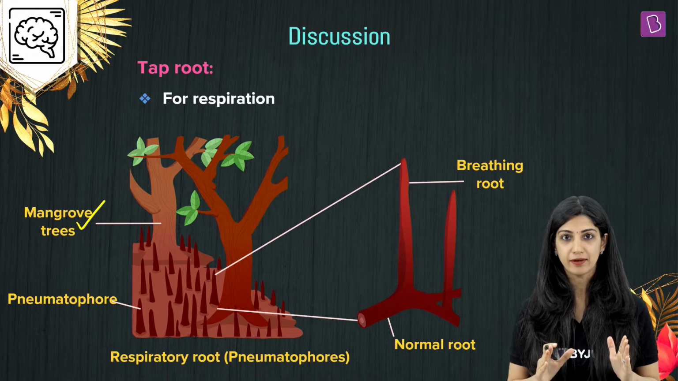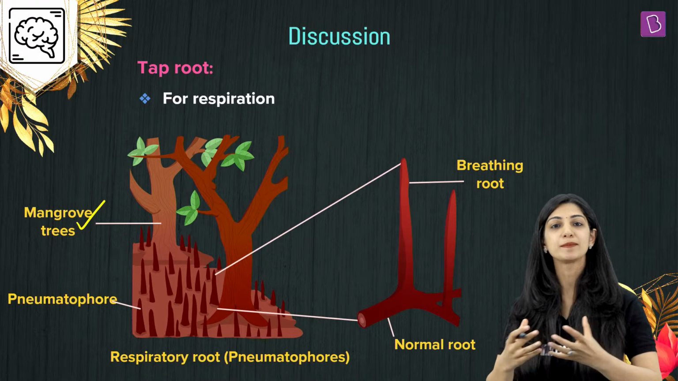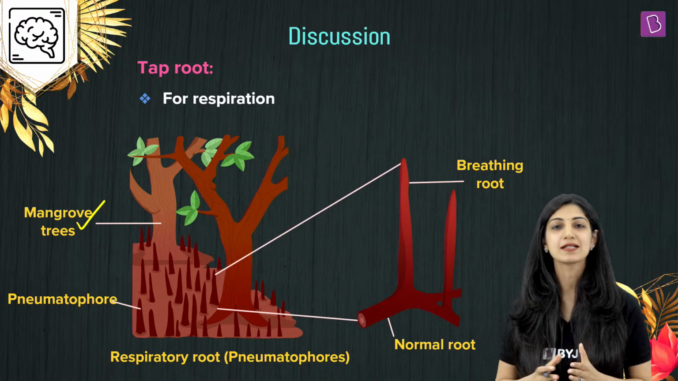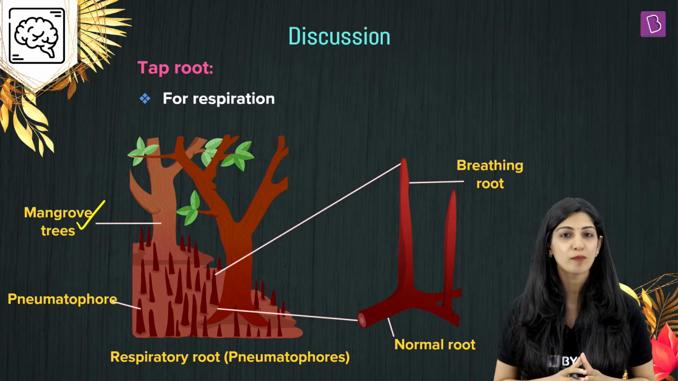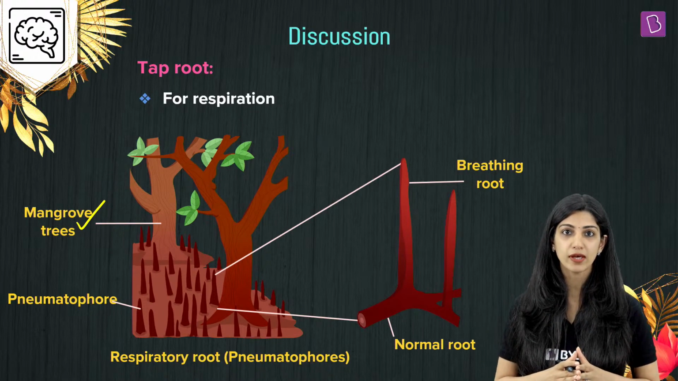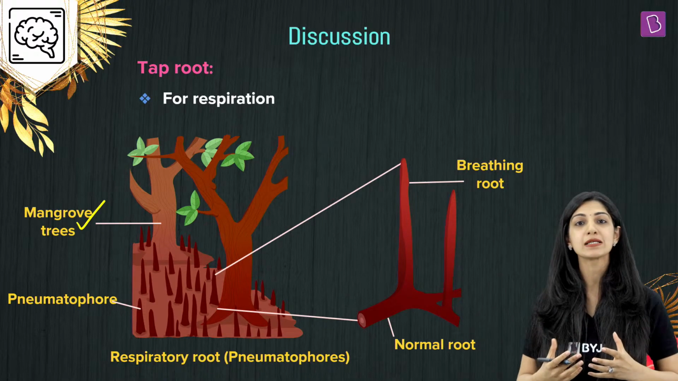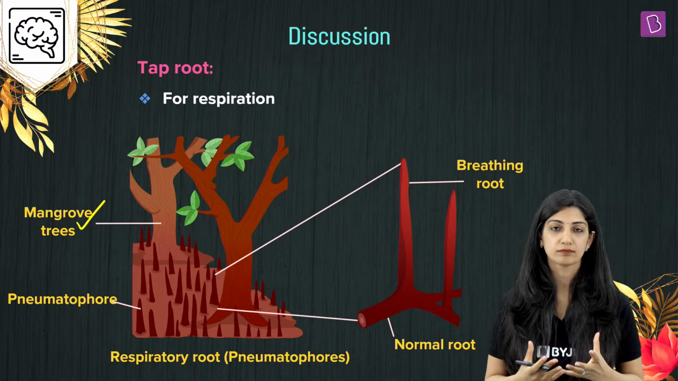It is not a difficult thing. If you understand why a structure is present in a particular plant, always understand the why. Then you don't have to mug up. Then you don't have to find tricks to mug up. So they are found in mangrove plants because mangrove plants grow in swampy areas.